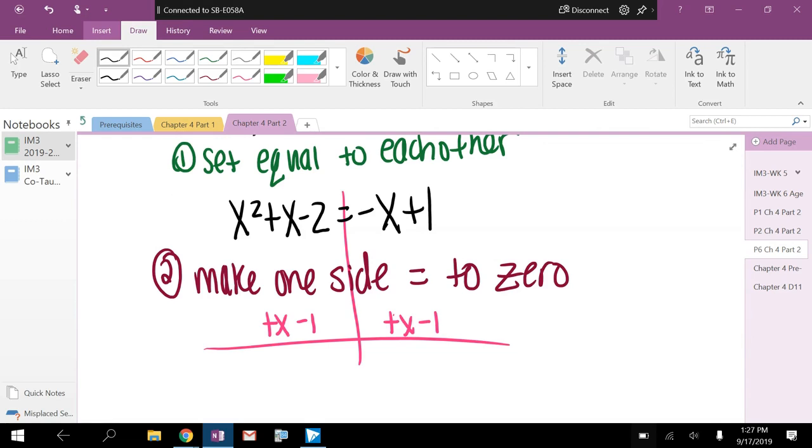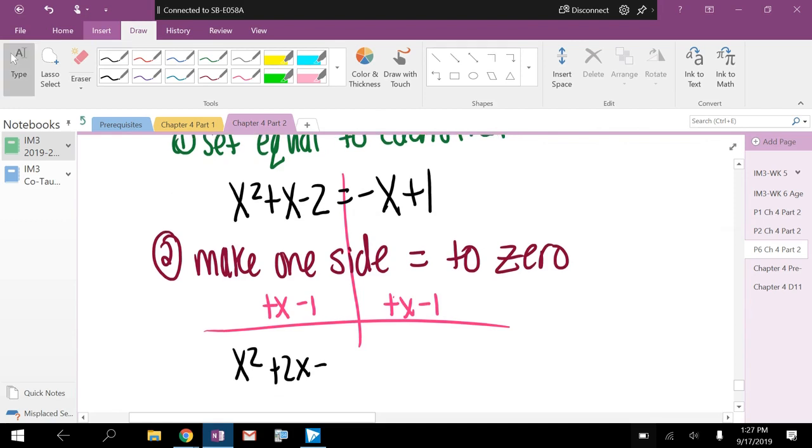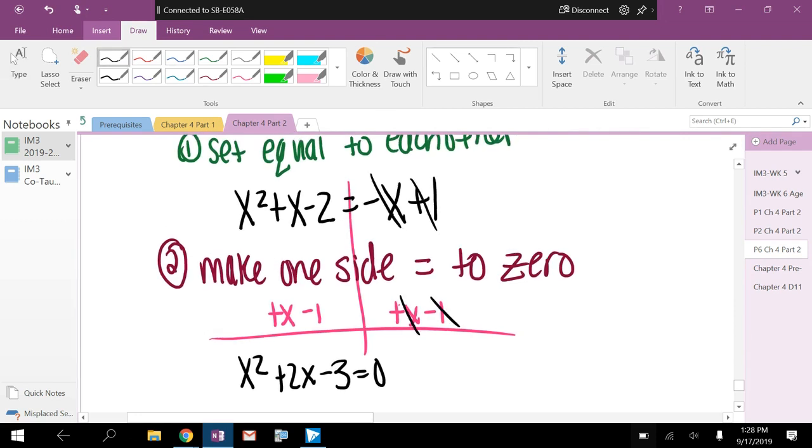All right, left to right, here we go. I have x squared. What is x plus x? 2x. Negative 2 minus 1? Negative 3. Negative 2 minus 1 gets you negative 3. These ones are gone because they cancel with each other. Sorry, that step's in the way, but I wanted to make sure that you had the step there.